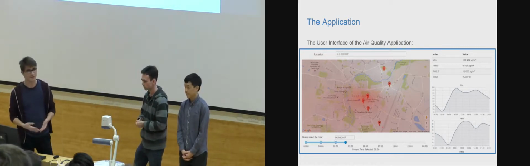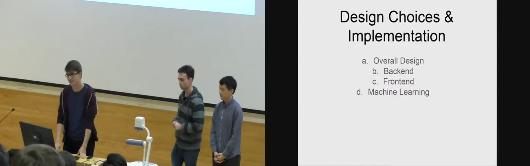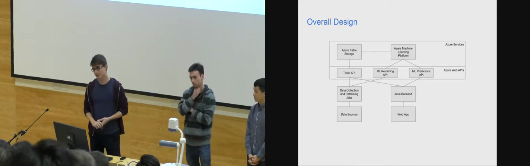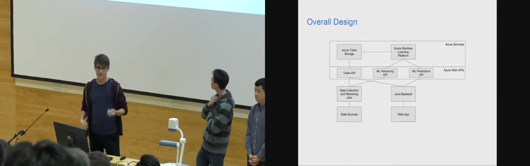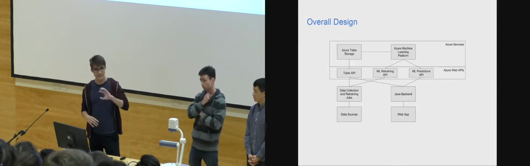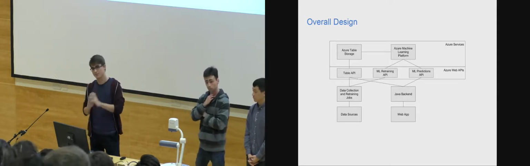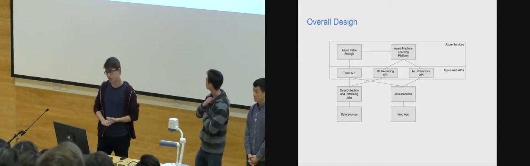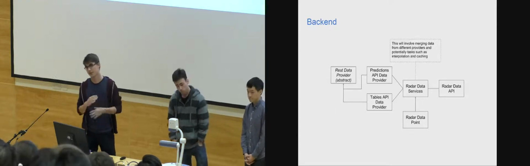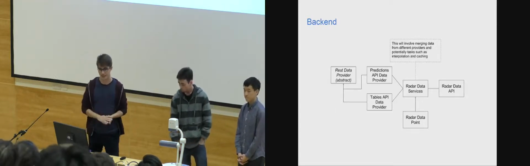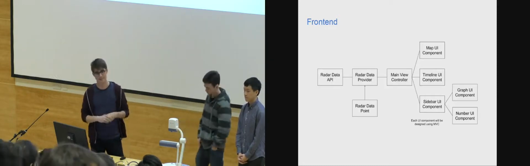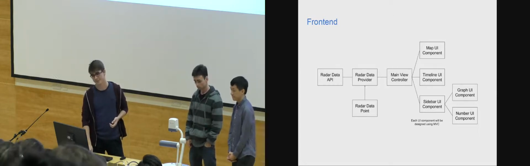Okay, so this was the application, but how did we actually achieve it? The design consists of three main parts. There's the Azure platform, which takes care of data collection and machine learning, and then puts the data into Azure tables. So we have tables with historical data and predictions, and then we have a Java backend, which takes the data from the tables, changes the format a bit, and forwards it to the front end, which was written in Angular. The front end is then the web application that you've just seen.